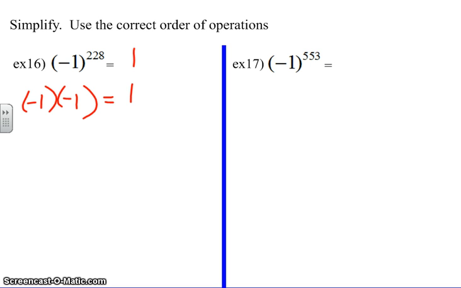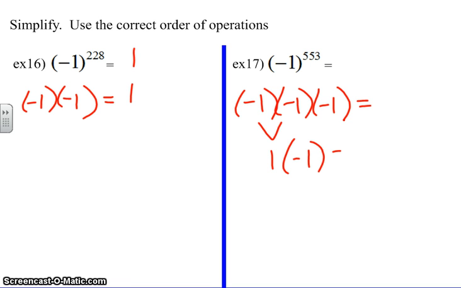If you notice, example 17 is an odd exponent. Well, if we look at our first odd number other than 1, which is 3, negative 1 times negative 1 times negative 1, we know negative 1 times negative 1 gives us a positive 1, and then times our other negative 1 gives us a negative 1. So this odd power will always give us a negative answer.